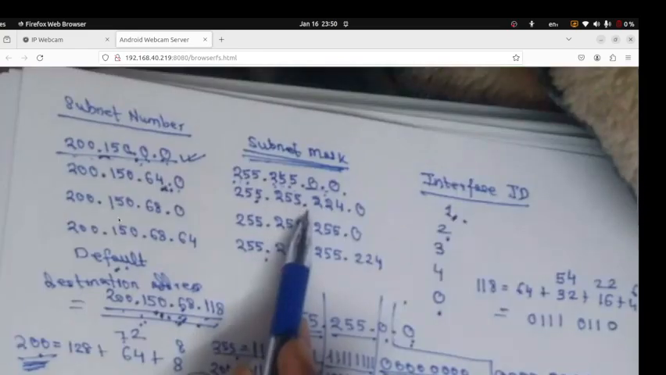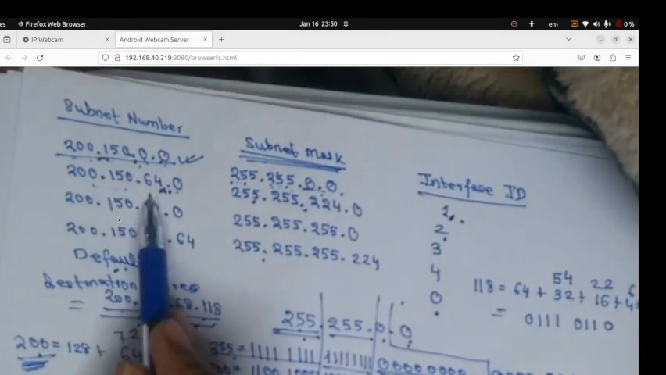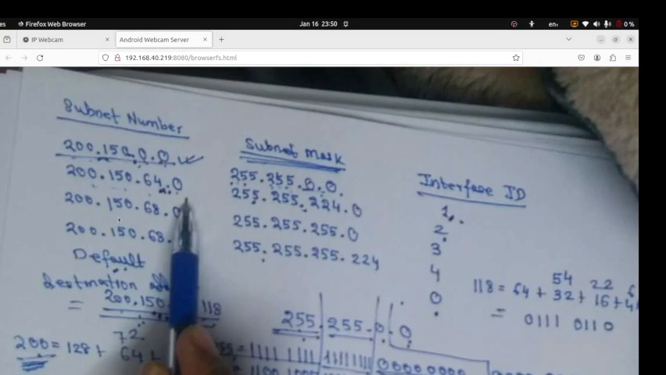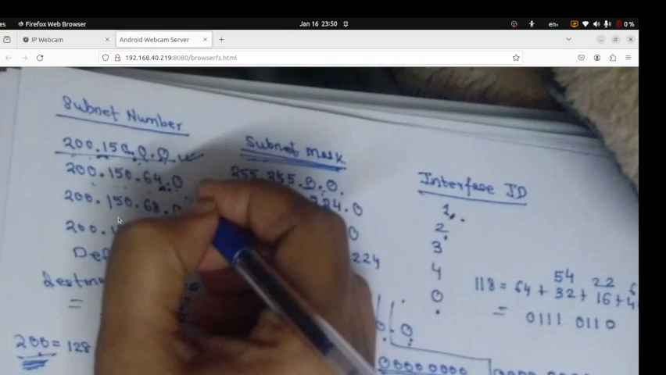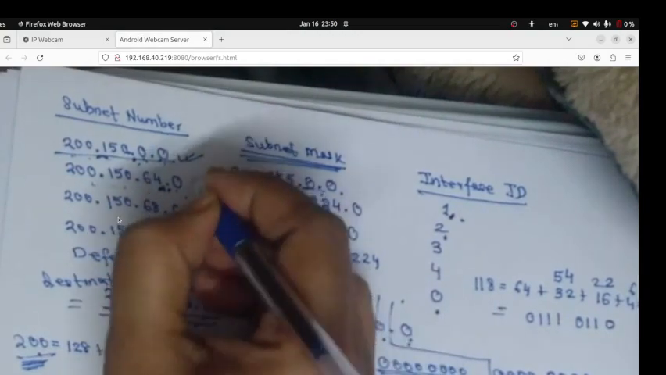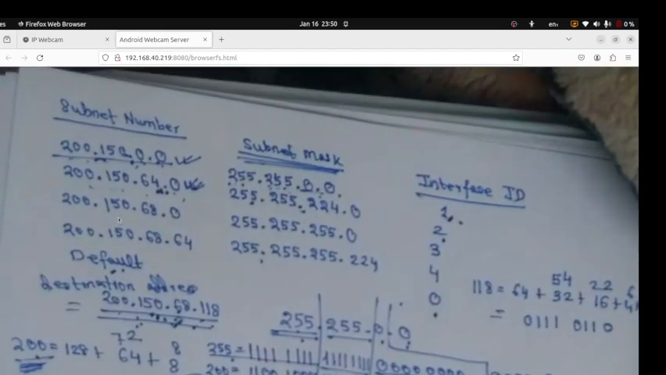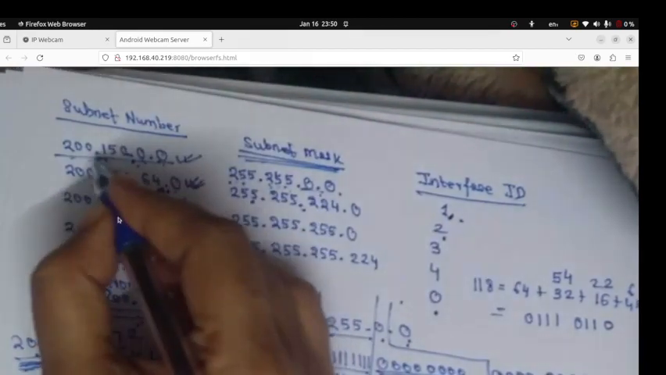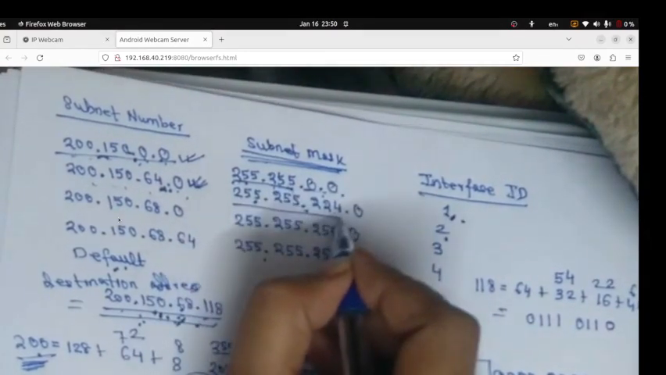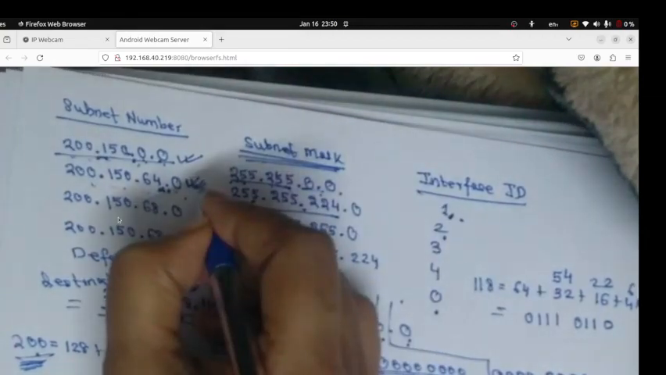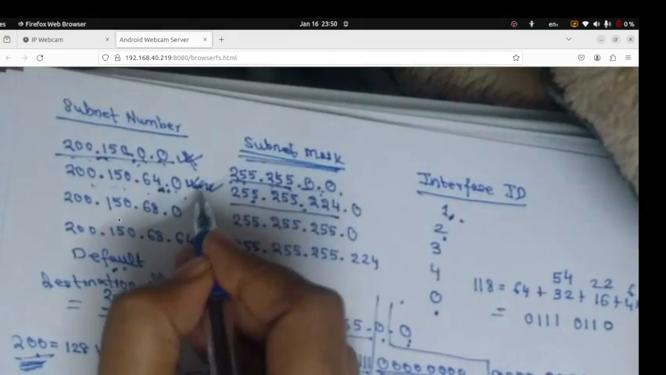Now we check whether this matches the corresponding entry in the routing table. We have used this mask and the corresponding entry is 200.150.64.0, which matches our result. So the network address extracted from the destination address also matches this particular network. But here the mask was 16 bits long, and here the mask is 19 bits long, so we have to take the longer one. So we are now considering this entry only. This one is crossed because this is longer than this.